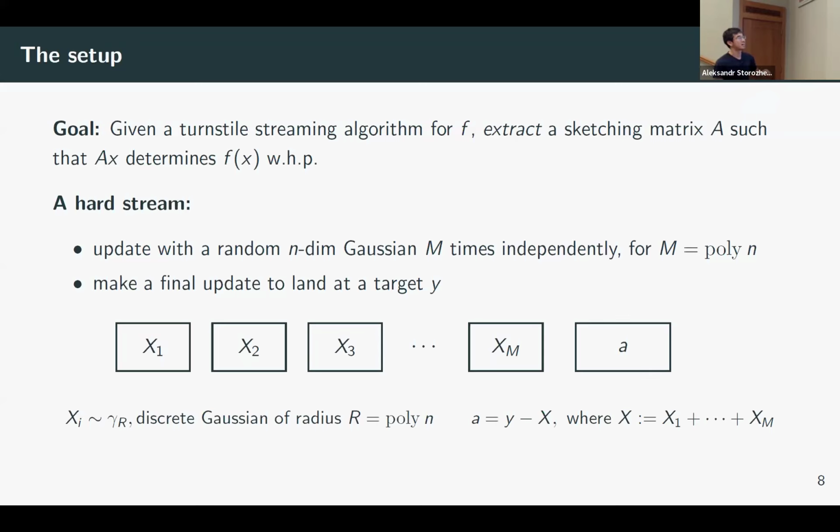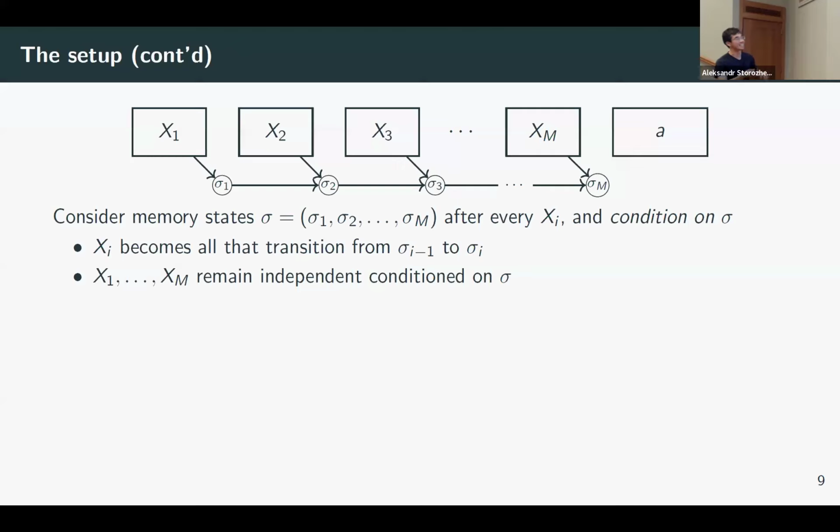So how do we do this? The idea is that we'll mostly focus on the first part of the stream, where we do these random updates, and then analyze the behavior of the streaming algorithm on these random updates. So let's consider the memory states between the adjacent random xi's. After the first update, we have a memory state sigma 1, and then we have sigma 2, sigma 3, and up to sigma m. So we're going to fix one such memory state sequence, sigma 1 up to sigma m.